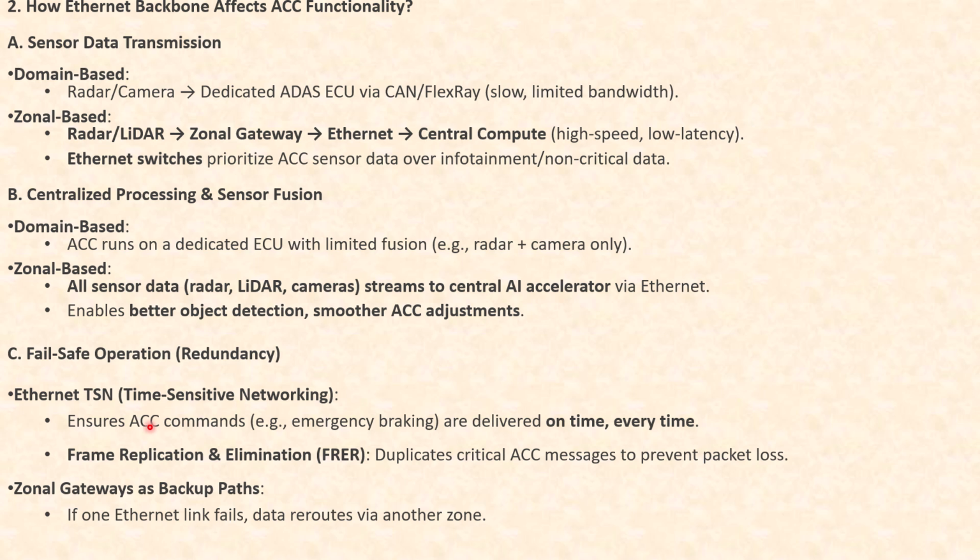The fail-safe operation. Again, when it comes to Ethernet TSN, it ensures ACC commands are delivered on time every time. And when it comes to frame replication and elimination, it duplicates critical ACC messages to prevent packet loss. Now, zonal gateways have backup paths. If one Ethernet link fails, the data reroutes via another zone. So even though the routing is very simple, there is always a backup path ensuring the rerouting of the data. This enhances the fail-safe mechanism.